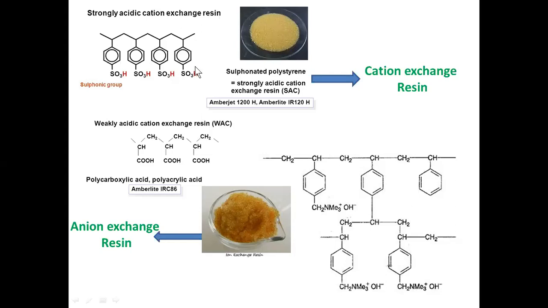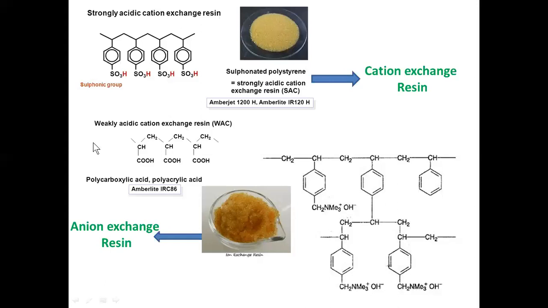Apart from this, SO3H resins are called strongly acidic resins. Whatever resin you prepare using any organic substance, by immobilizing the SO3H group, because the SO3H sulfonic acid group is highly acidic, these resins are called strongly acidic resins.